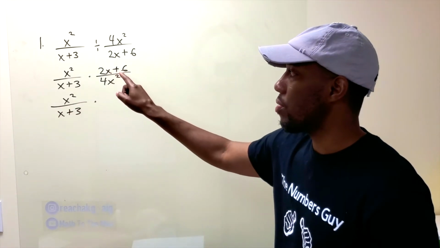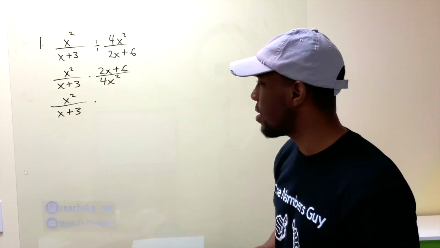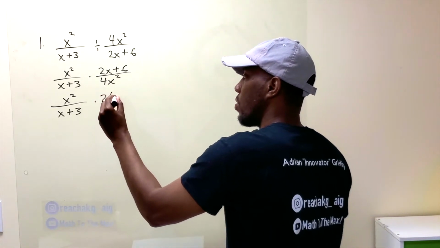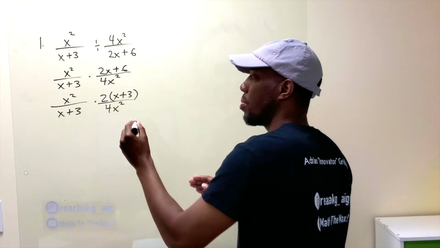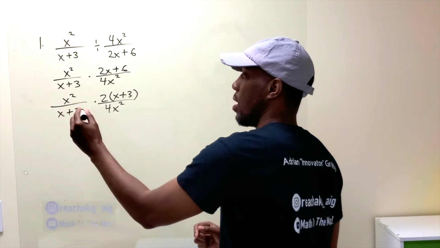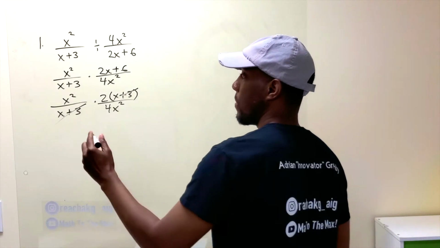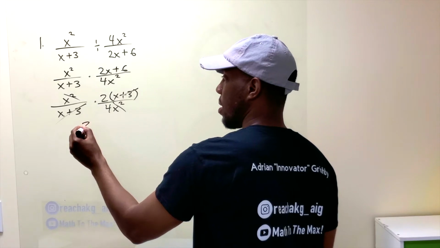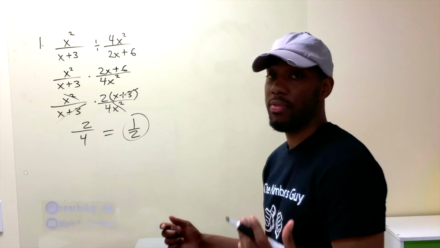Can something factor from this numerator? You should be saying, what kind of GCF? What's the GCF? 2 with x plus 3. 4x squared is a monomial. You never factor one term. So what counts? The x plus 3's. Also x squared. And then now you're just left with, at the top, 2 over 4, which simplifies to 1/2. Final answer.